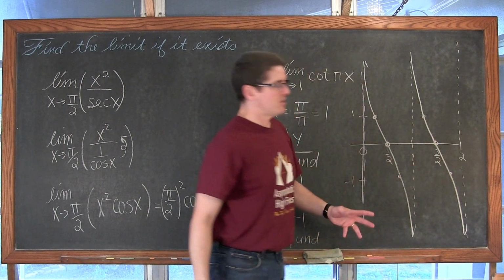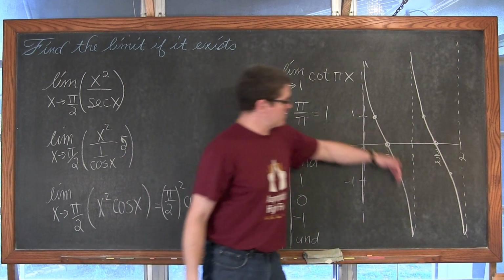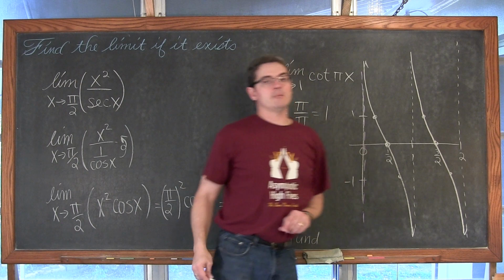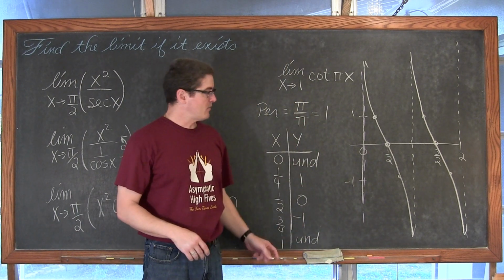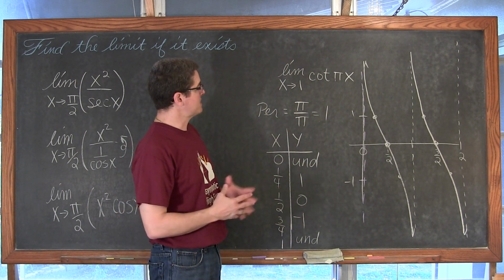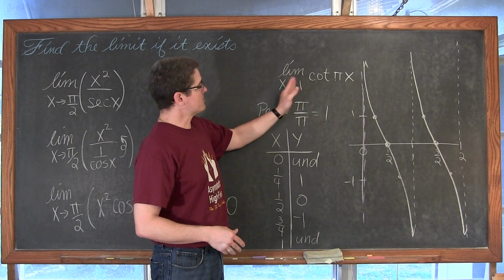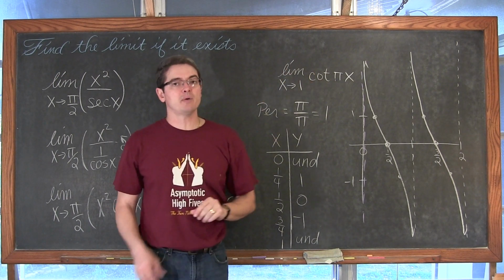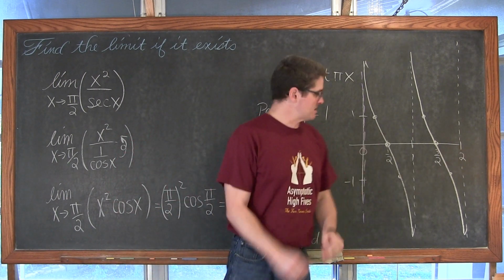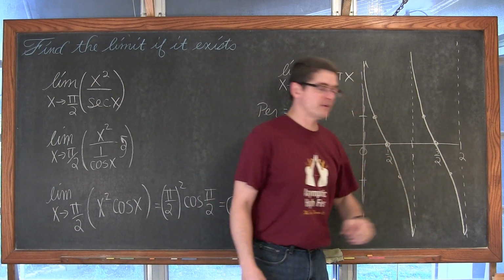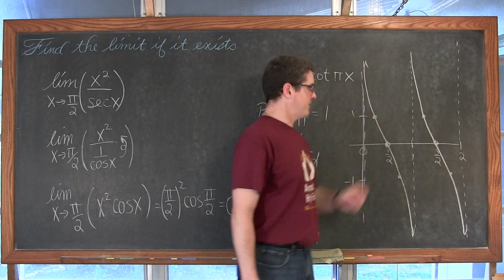So not only have we shown, with the function decreasing and increasing without bound as x approaches 1, that we have a vertical asymptote, but we can also say that the limit as x approaches 1 of the cotangent of pi x does not exist, because we are approaching -infinity from the left and +infinity from the right.